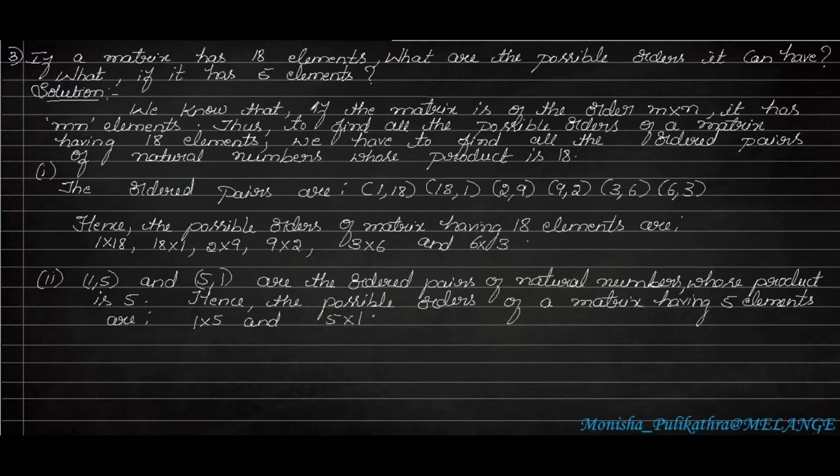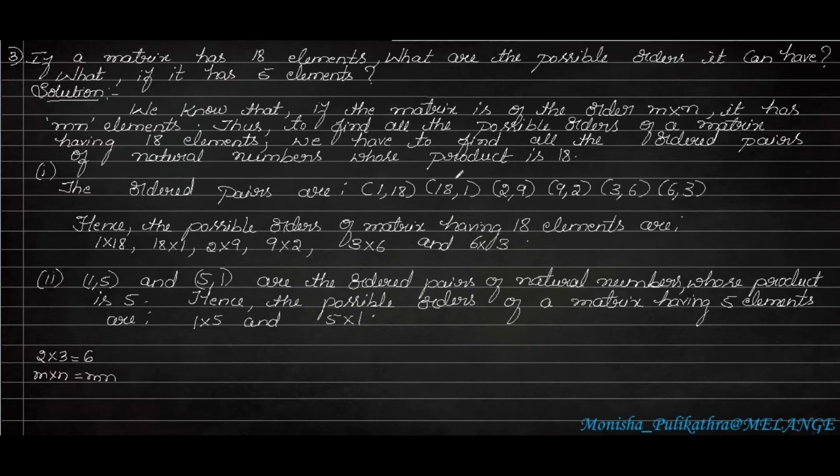We know that if a matrix is of order m into n, it has mn elements. If a matrix is of order 2 into 3, then the number of elements is 2 threes are 6. So if a matrix is of order m into n, then the number of elements will be mn. Thus, to find all the possible orders of a matrix having 18 elements, we have to find all the ordered pairs of natural numbers whose product is 18. So we have to find the pairs of numbers whose product is 18. The ordered pairs are 1 into 18.